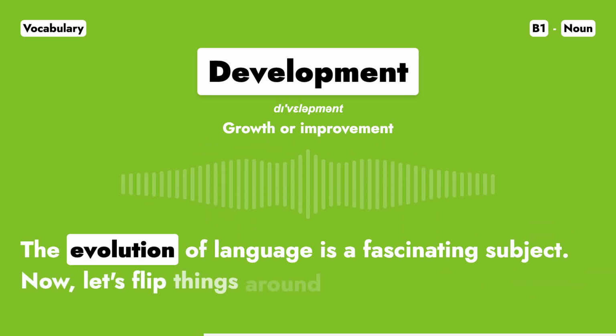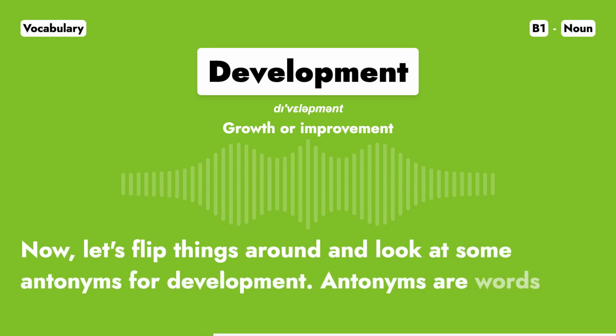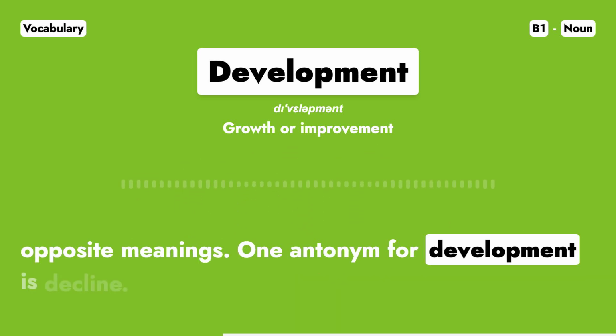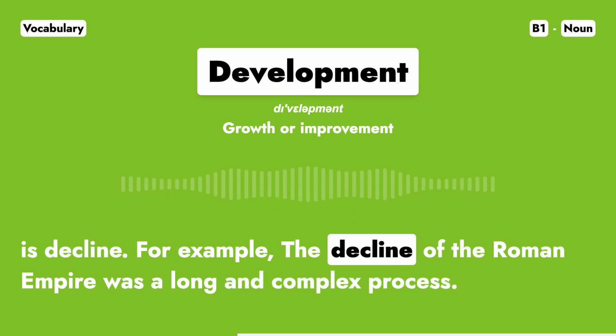Now, let's flip things around and look at some antonyms for development. Antonyms are words with opposite meanings. One antonym for development is decline. For example, the decline of the Roman Empire was a long and complex process.